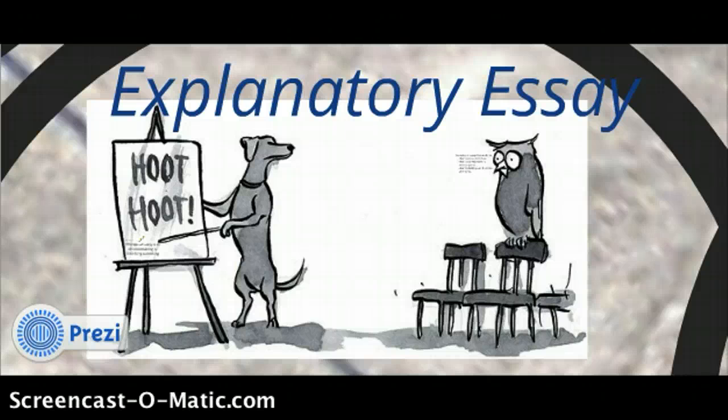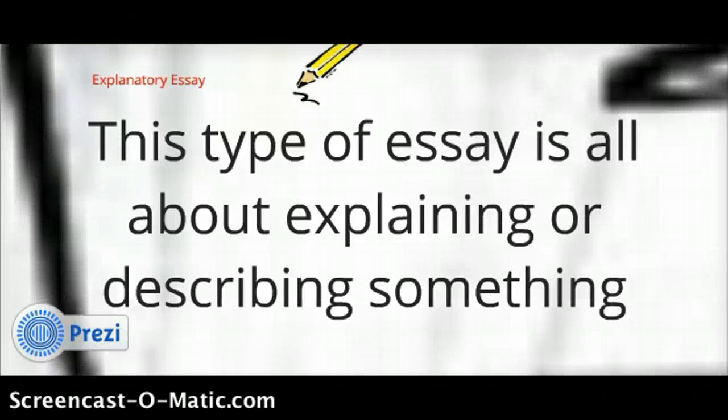Another type of essay is the explanatory essay. Now, we've been writing explanatory paragraphs. We're explaining our ideas, just like this dog here is explaining to the owl what it's supposed to say. So our definition is that this type of essay is all about explaining or describing something. You're not so much concerned with whether or not the reader agrees with you. It's more like, does the reader understand what you have to say? And then they can make their own decision completely on their own, and you really don't care whether they agree or disagree. But as long as they understand, that is your main goal.